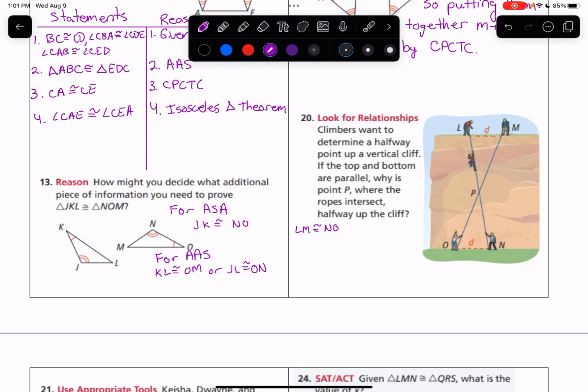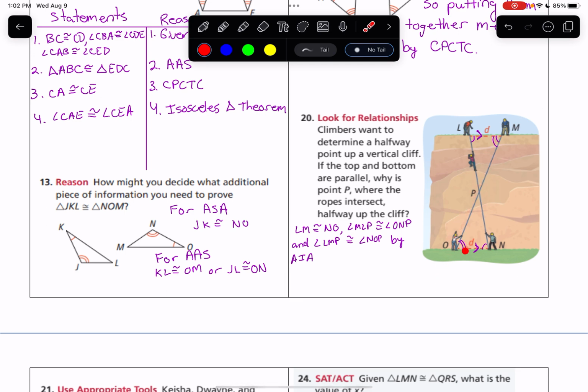Okay? So I'm also going to say, wow, these two lines are parallel. And if these two lines are parallel, that creates some interesting relationships, like the fact that our alternate interior angles are congruent. So I can say that angle MLP is congruent to angle ONP, and the other two pairs of angles, angle LMP is congruent to angle NOP. And both of those are true by the alternate interior angle theorem, since those lines are parallel, and these two lines will act as transversals to those parallel lines, so we've got alternate interior angles there.